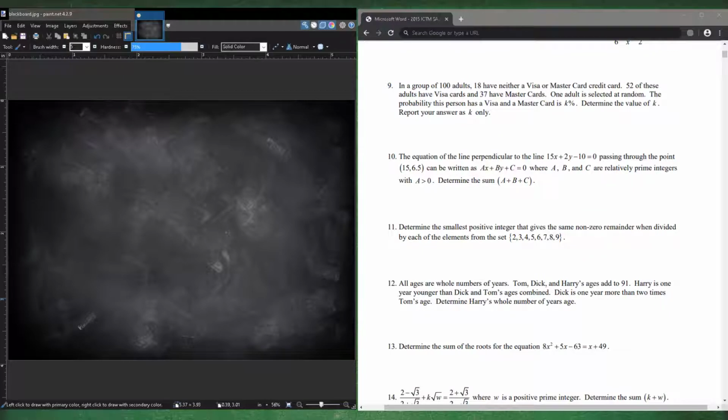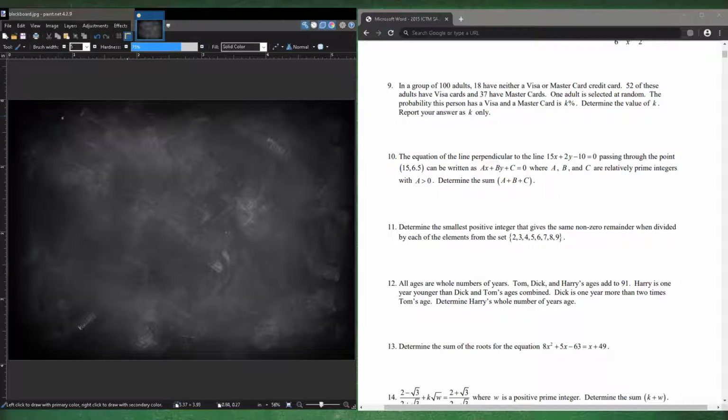Number 10. The equation of the line perpendicular to line 15x plus 2y minus 10 is equal to 0 passes through the point 15, 6.5 and can be written as ax plus by plus c is equal to 0. And then you just have to add a plus b plus c. Okay, so the trick with perpendicular lines is that if you have a line and you want a line perpendicular to it, you just switch the coefficients of x and y and then make one of those negative. Change the sign of one of them.